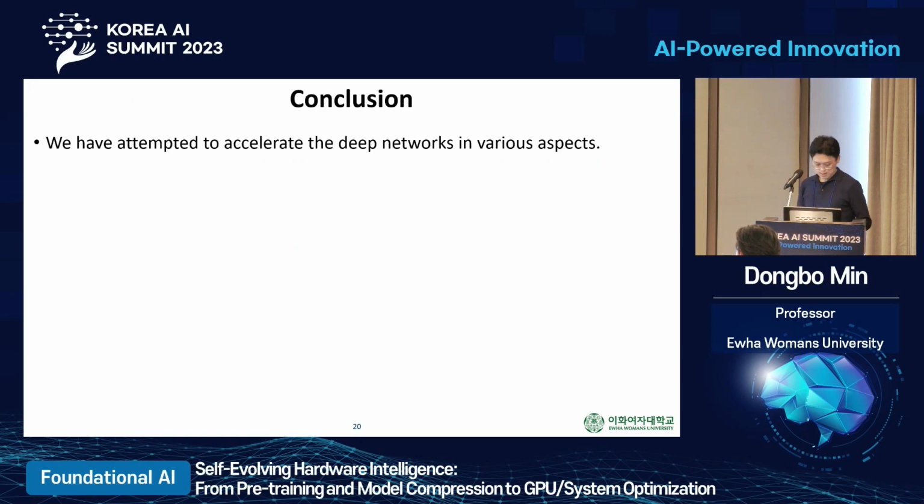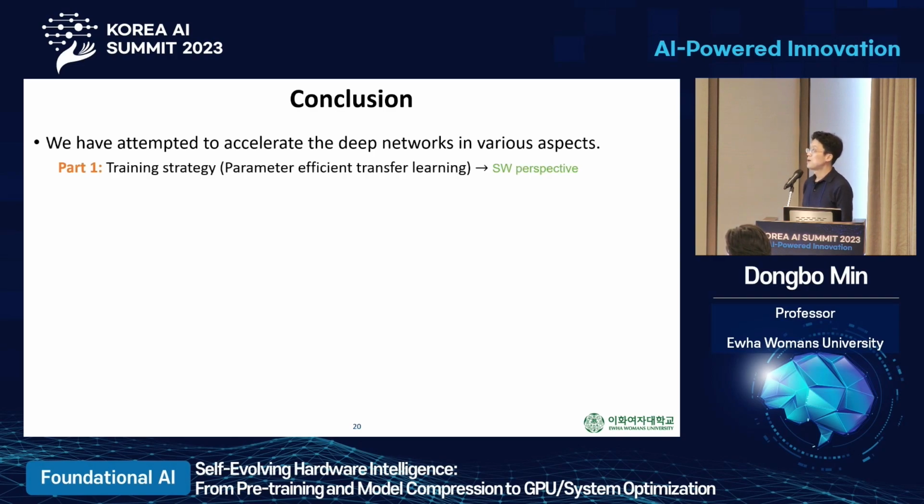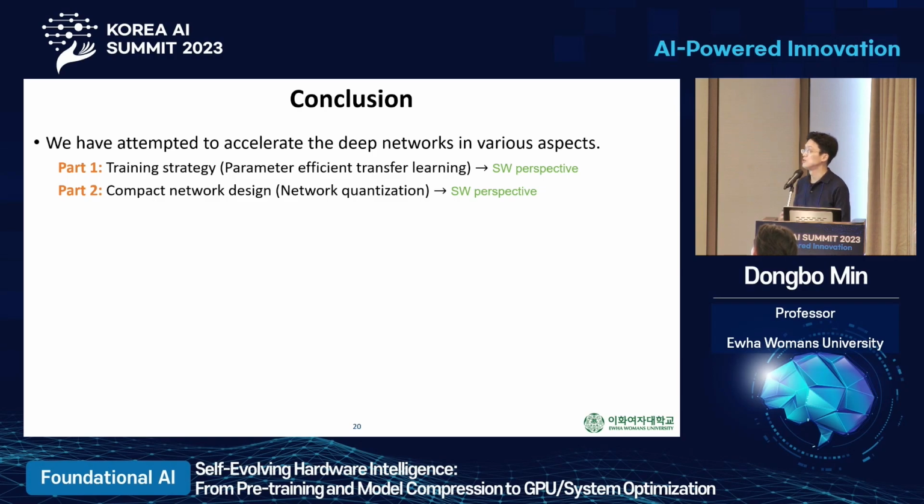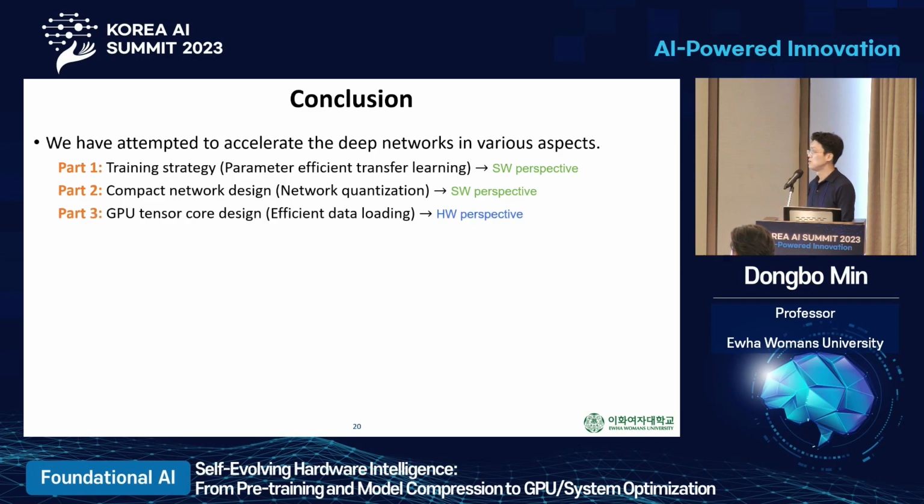Okay, so let me end today's lecture. In this talk, I introduced several research achievements that we have done in terms of network acceleration. In part one, we propose how to train in a much more efficient way using parameter efficient transfer learning. This is from the software perspective. In part two, we introduce compact network design using network quantization. This is also from the software perspective. And in part three, we propose a new data loading technique for better GPU core design. And this is from the hardware perspective.